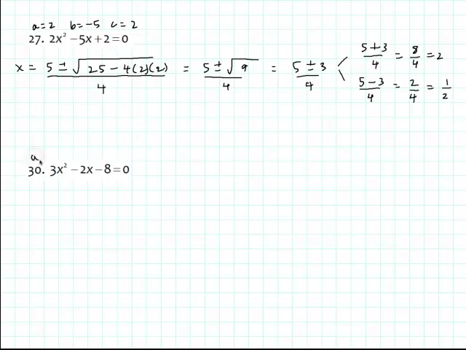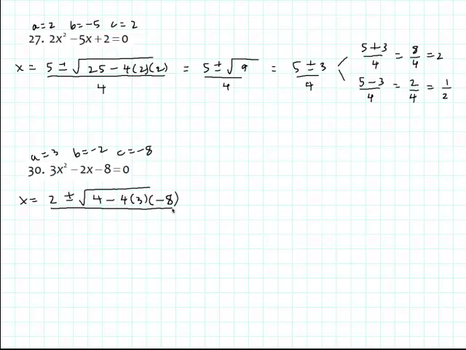Number 30, a is a 3, b is a negative 2, c is a negative 8. X is equal to a negative b, that'll be a positive 2, plus minus, the b squared will be a 4, minus 4 times the a times the c. All of that over 2 times the a, which will be 6 in this problem. This is equal to 2 plus minus. Inside of our radical, we end up with 100. Another one of those perfect numbers. The square root of 100 is 10.